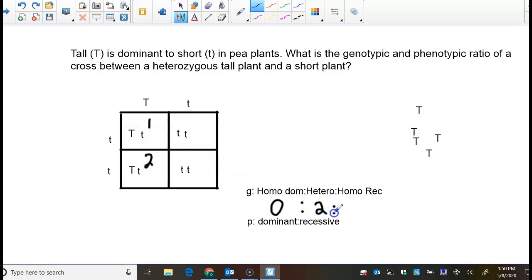And then finally, homozygous recessive is little t, little t. So how many of them are little t, little t? Well, we already counted those. So we got 1, 2, 2. So it's a 0 to 2 to 2 ratio.